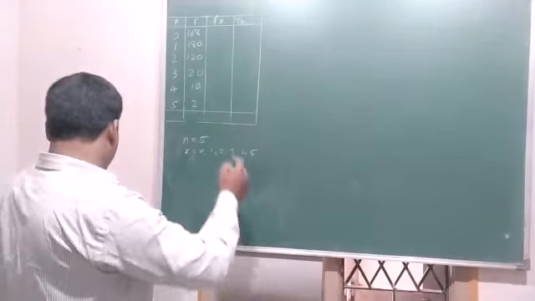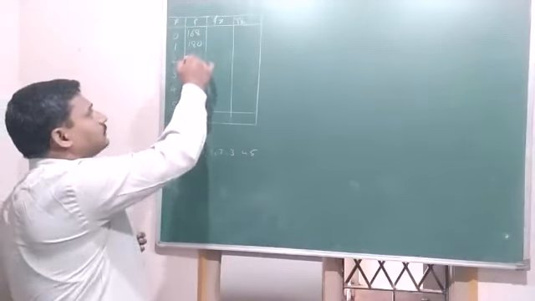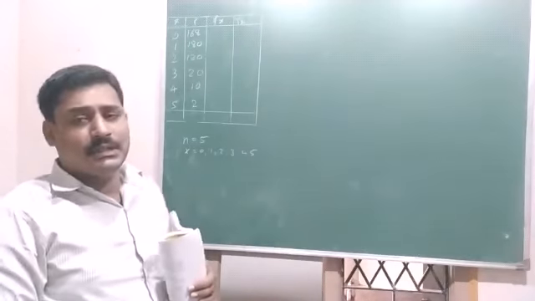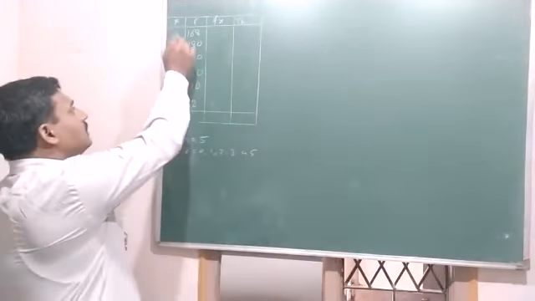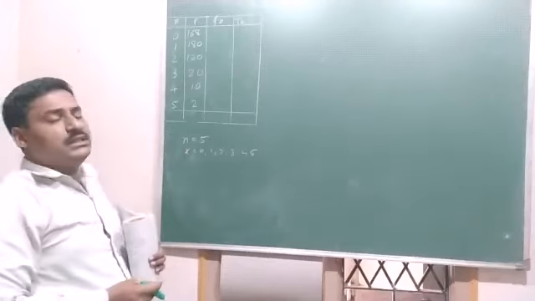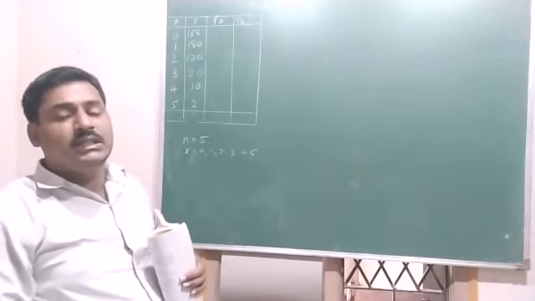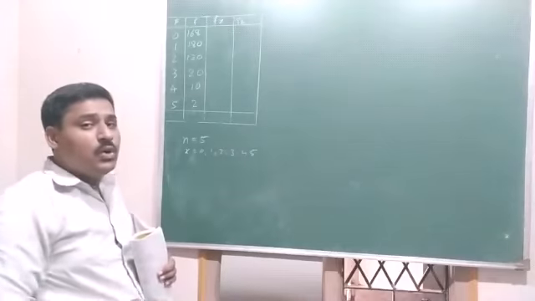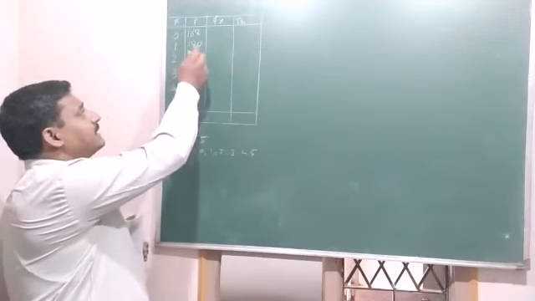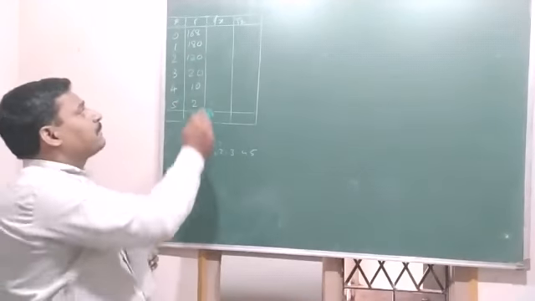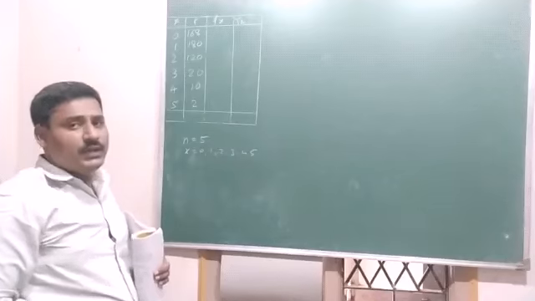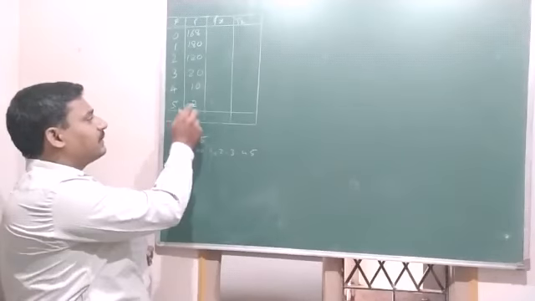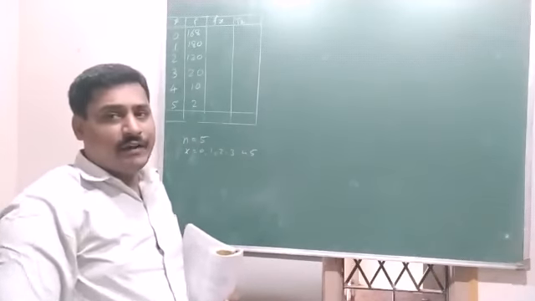And the next column, number of samples. So how many samples contain 0 defects? 168 samples have no defects. Then 180 samples have 1 defect. Then 120 samples have 2 defects. Like that, 2 samples have 5 defects.